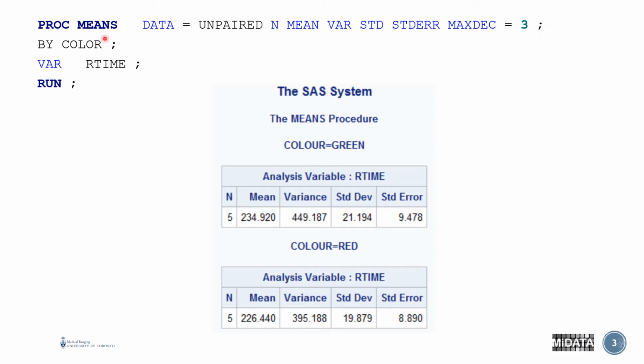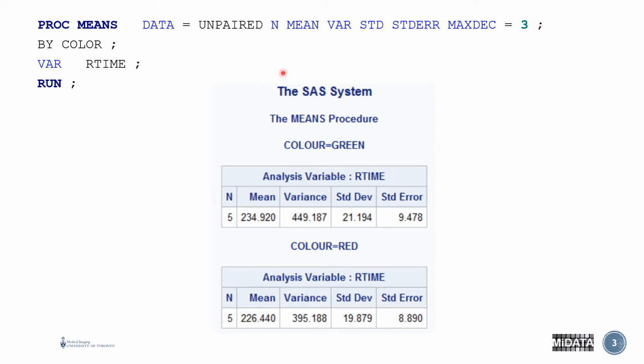Using SAS and proc means, we're going to call the unpaired data set. And by color, we're going to analyze the reaction time variable and produce the mean, the variance, the standard deviation, the standard error. And max decimal is just how many decimal points we want in our answer.